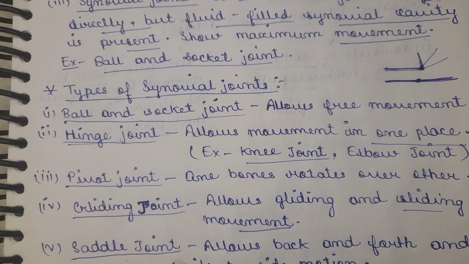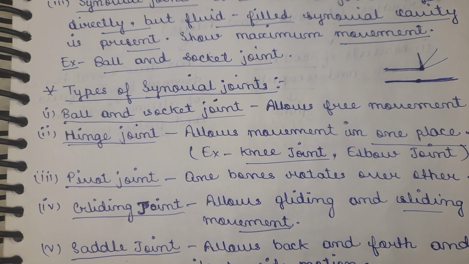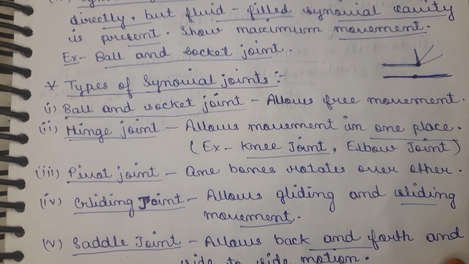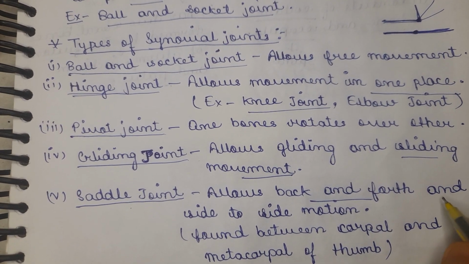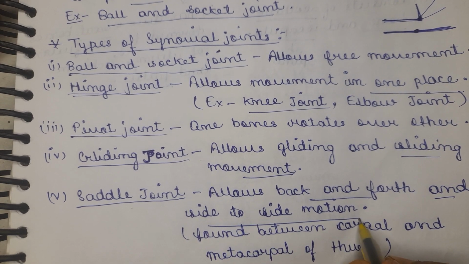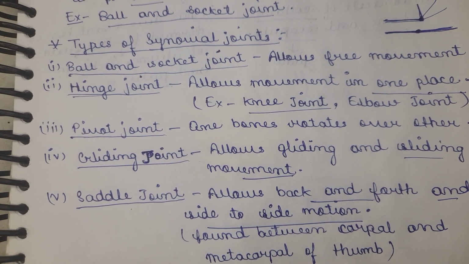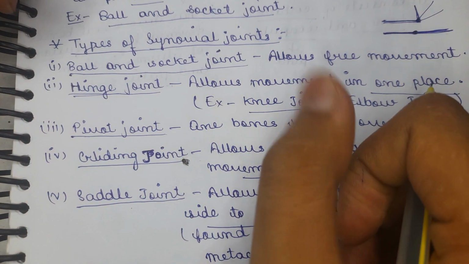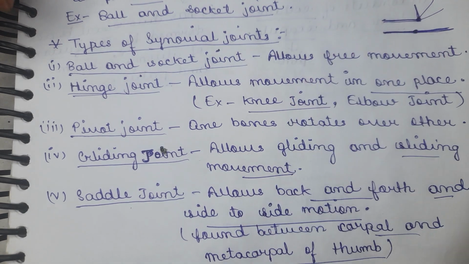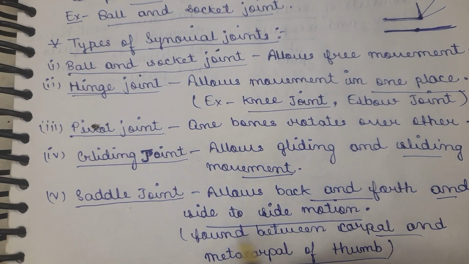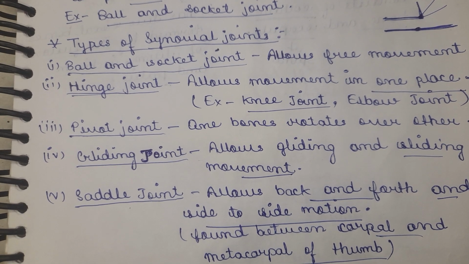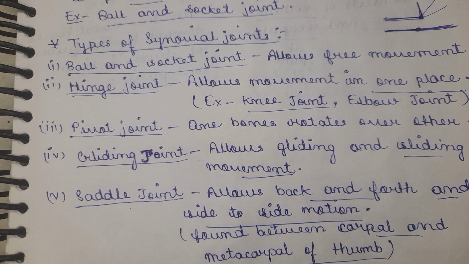Fifth one, the saddle joint. This type of joint allows back and forth movement or side to side motions, but only limited rotation. For example, these are found between the carpals and the metacarpals of the thumb. So this only allows back and forth and side to side movement. So this was about the types of synovial joints.